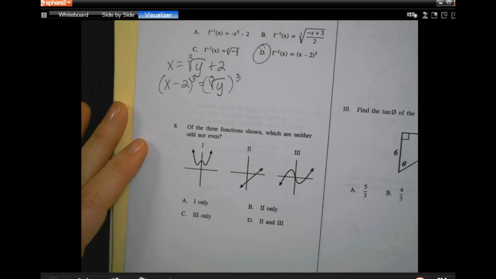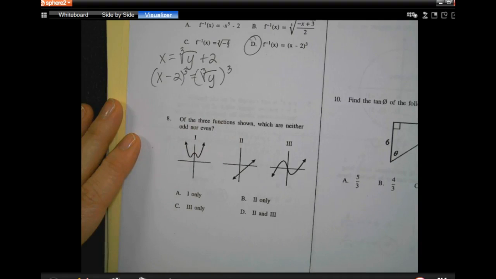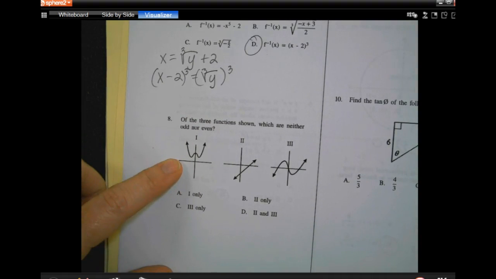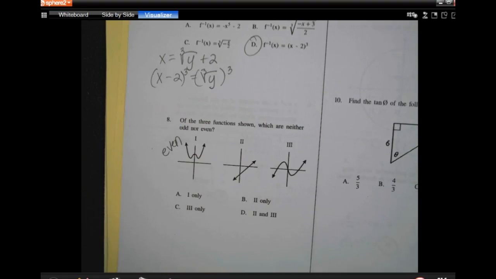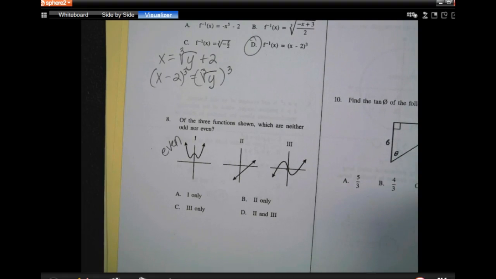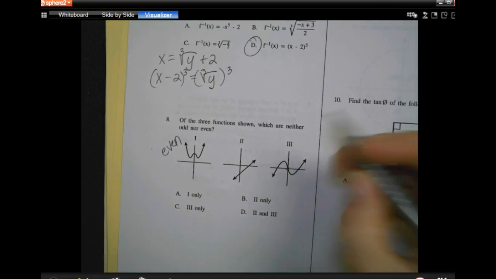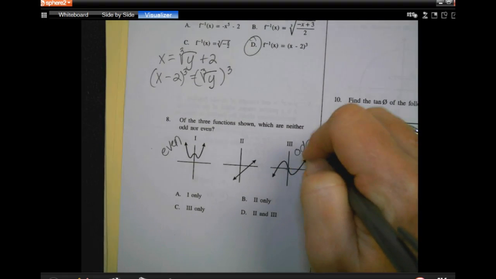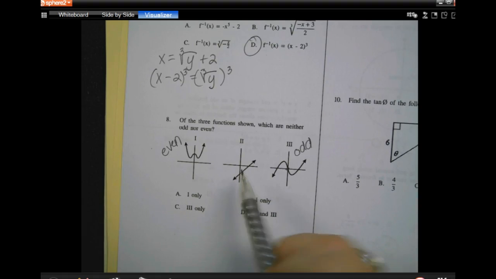Number 8. Of the 3 functions shown, which are neither odd nor even? So what's number 1? That's even because you can fold it around the y-axis. What's number 3? Origin, and it goes through the 0, 0. So that's odd. So what about 2? Can I fold that around the y-axis? Does it go through the origin? So this is neither.